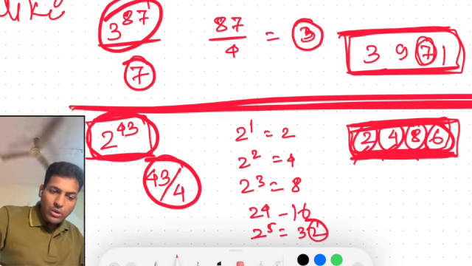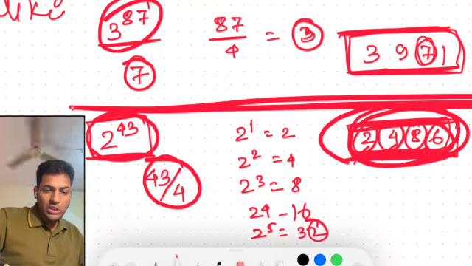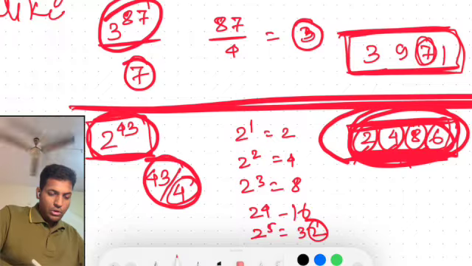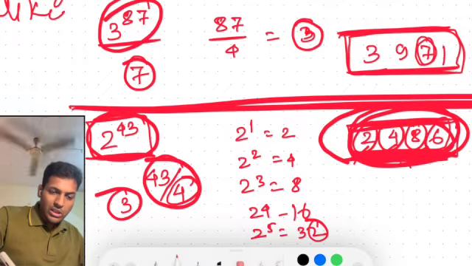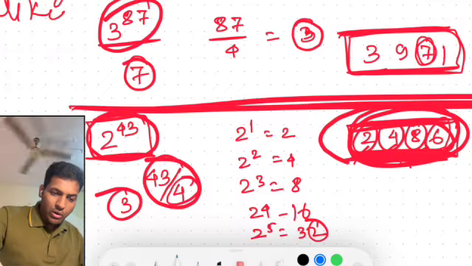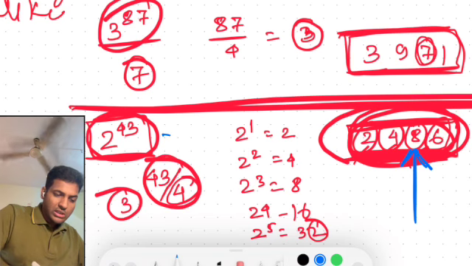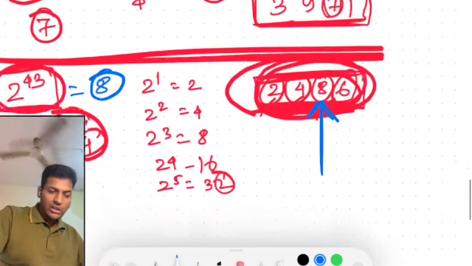Whatever the number of repeating units, suppose this is a repeating unit of 4, so you will divide it by 4. If you divide it by 4, the remainder is 3. Now if the remainder is 3, you know what will be your answer. It will be 8. So the unit digit in this case will be 8. You can do so for other different cases.